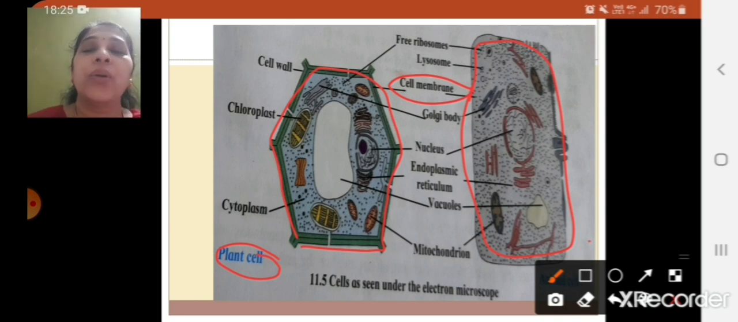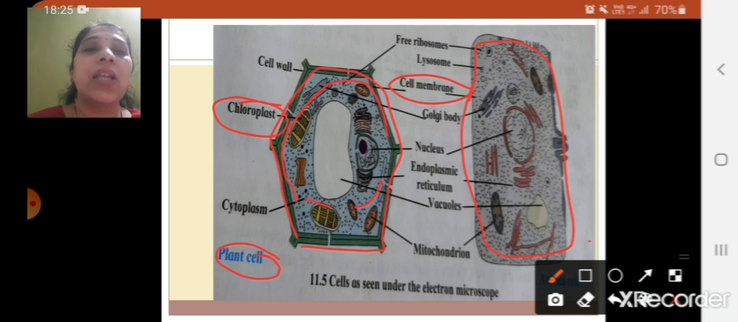Now you all know, children, that plants contain chloroplast, and with the help of the chloroplast they can perform the process of photosynthesis. So it is present only in the plant cell. In the animal cell, this chloroplast is absent, right? Also, children, this liquid fluid which you can see in the plant cell is called the cytoplasm, right?